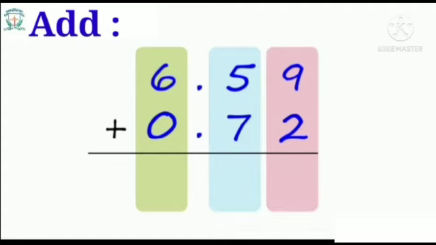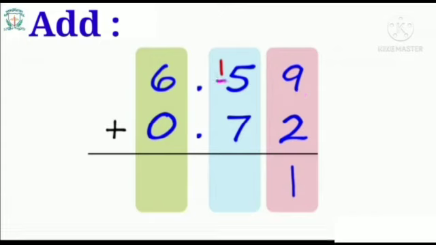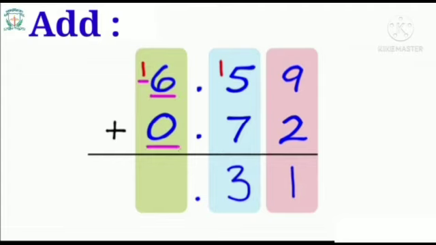Let us take an example. 6.59 plus 0.72. Start by adding hundredths place. 9 plus 2 is equal to 11. 1 in the sum place, 1 carry on. Next, 5 plus 1 plus 7 is equal to 13. 3 in the sum place and 1 carry on. 6 plus 1 plus 0 is equal to 7. Hence, 6.59 plus 0.72 is equal to 7.31.